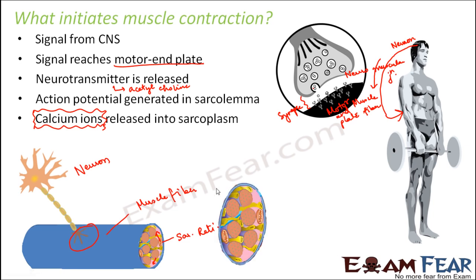As I said, this is a magnified image of what is there inside the muscle fiber. These are the sarcoplasmic reticulum, these structures, and this area is the sarcoplasm, that is the cytoplasm inside the muscle fiber. So too many calcium ions will be present in the sarcoplasm.